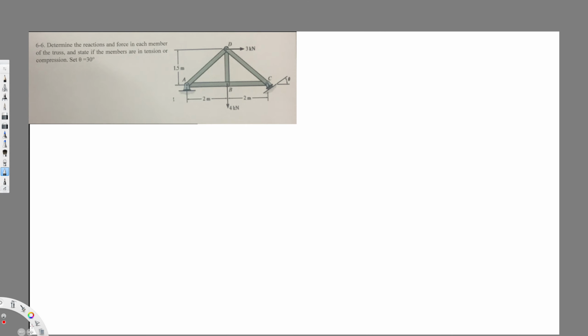Guys, we have this question right here. It's asking to determine the reaction on and the force in each member of the truss and state if the members are in tension or compression. Also they have given theta is equal to 30 degrees. Now we have to find each of the members.